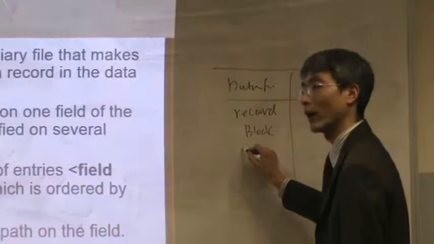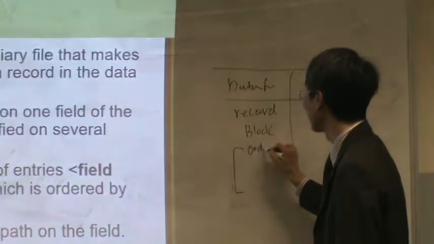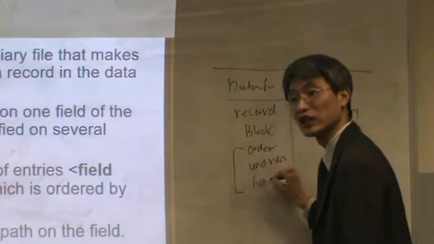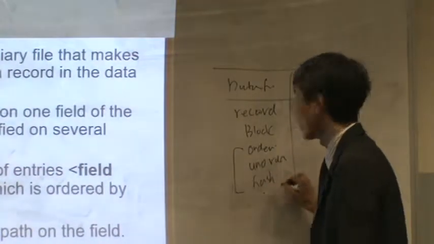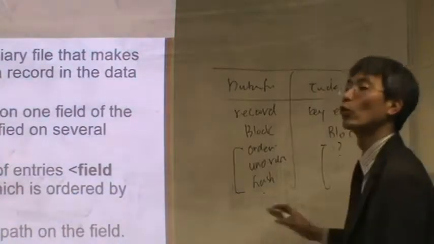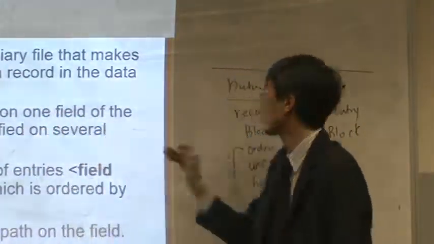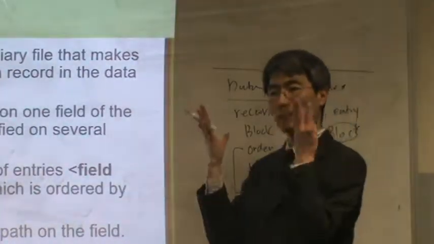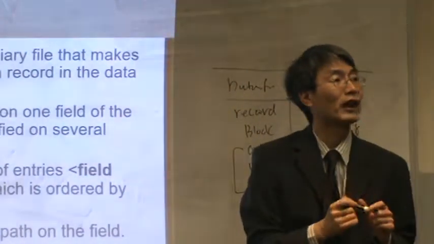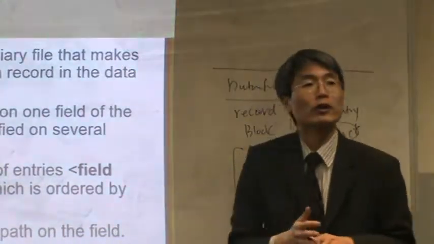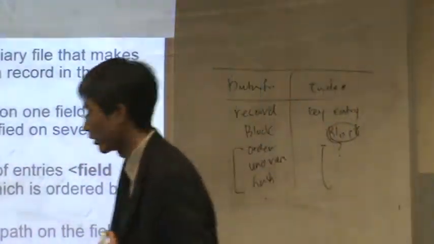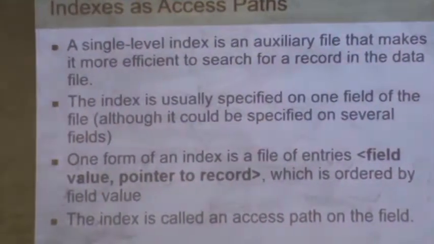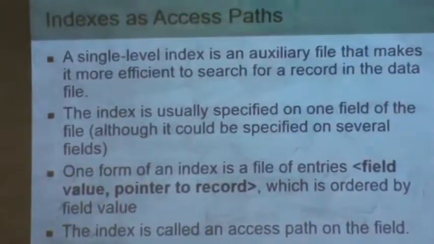So this one uses the ordered file, one the unordered file, one the hash file, and so on. This one we will discuss today: how we are going to organize the index blocks to speed up data access. That is the goal and topic of today's lecture. Okay. What will be the best way to organize such an index block?